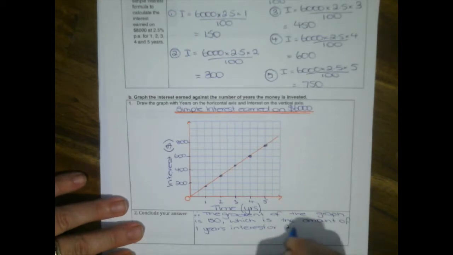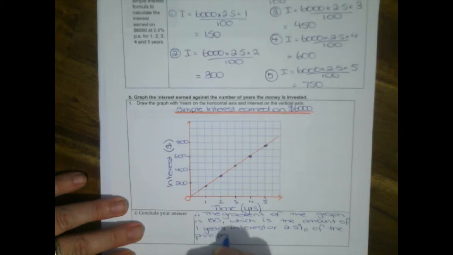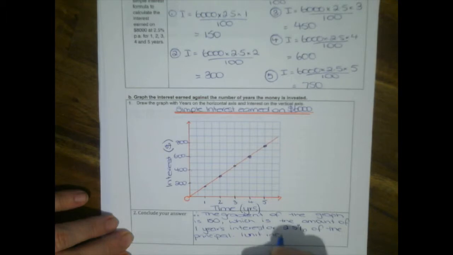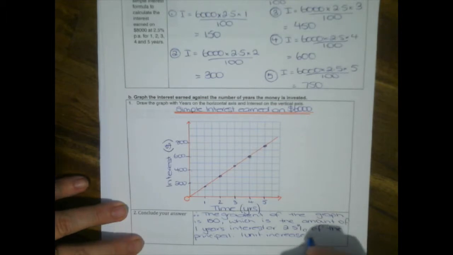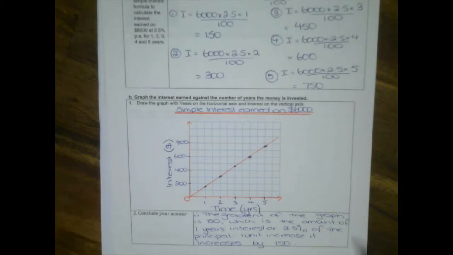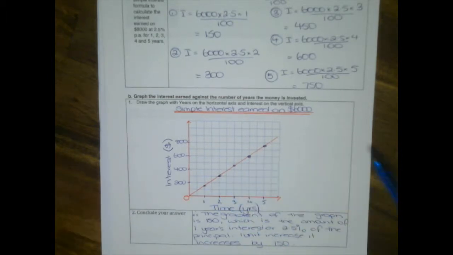Or 2.5% of the principal. So a 1 unit increase, which is the same as saying a 1 year, increases by 150 points or 150 marks. So it's saying that each year Bob is going to earn $150 on his savings.